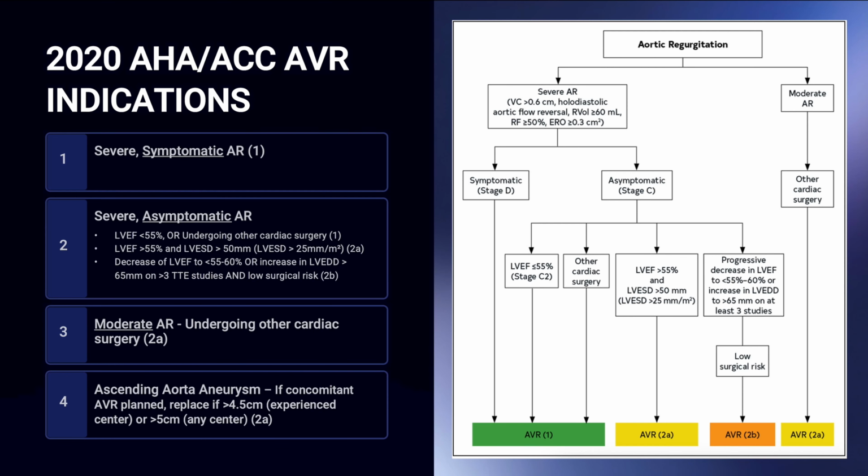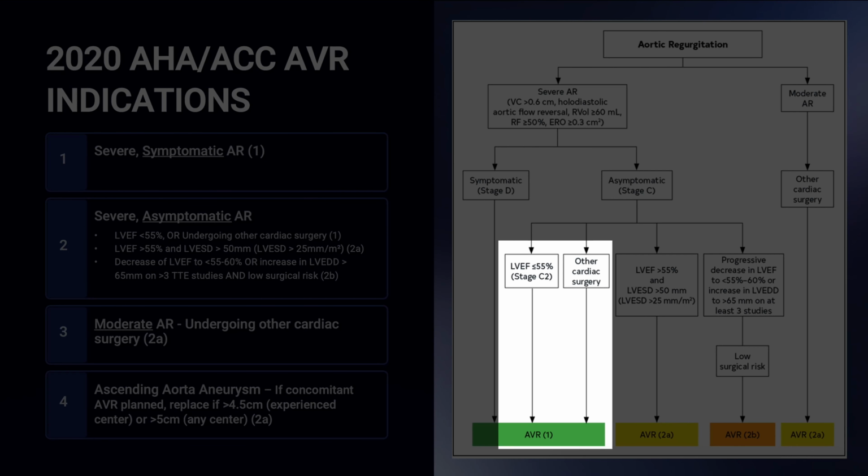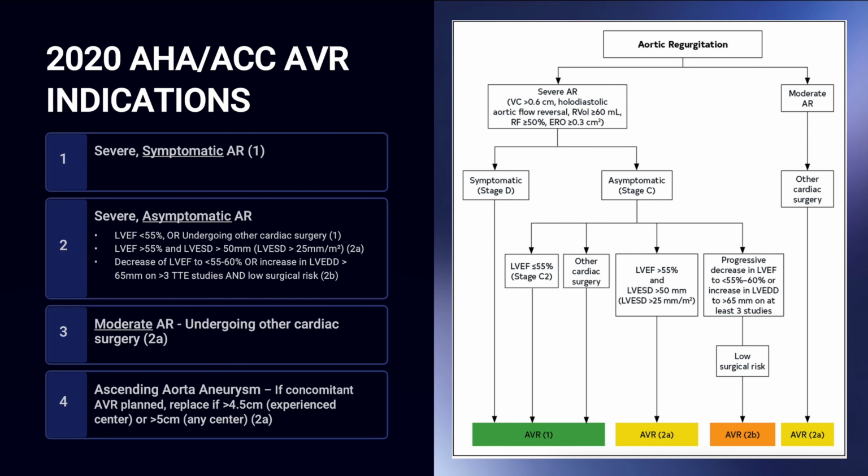If a patient has severe asymptomatic aortic regurgitation, if the LVEF has dropped below 55 or a patient is undergoing any other cardiac surgery, this is a class 1 recommendation for aortic valve replacement surgery. Outcomes are better if the AVR is performed before symptoms occur, if the EF has dropped below 55%.